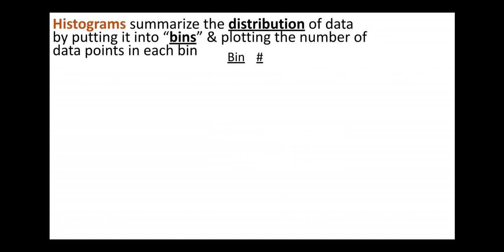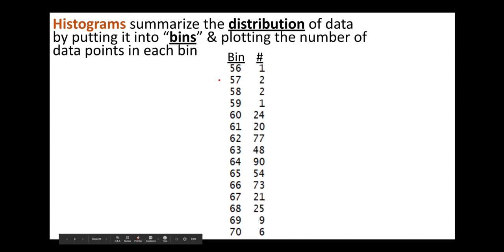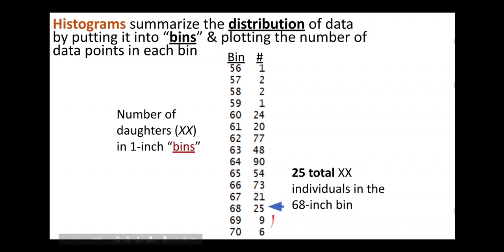So let's imagine that we did this in our spreadsheet or with our specialized software. We can make a list of all of our bins. For the daughters, the data ranged from about 56 inches on the low end to about 70 inches. We're ignoring, again, the precise values, and we're just counting up the number of individuals that fell into the 56-inch bin, the number of individuals that fell into the 70-inch bin. For example, this is the 68-inch bin, which we were looking at, and if we go through all the data sheets, there were 25 total XX individuals, 25 total daughters that fell into this 68-inch bin, or their original measurements were between 68 and 68.9 inches.